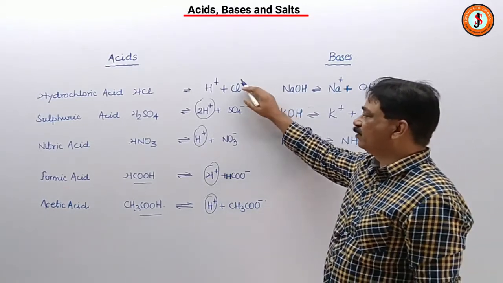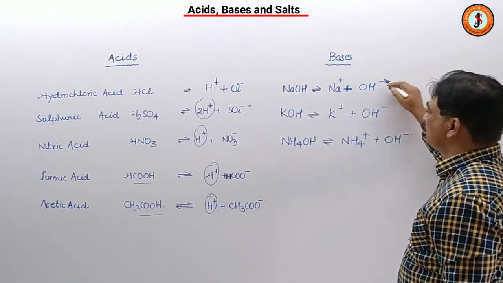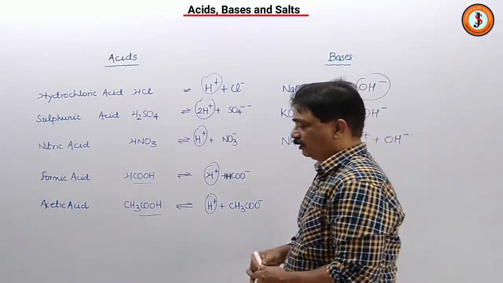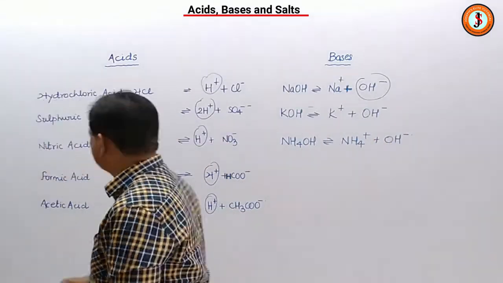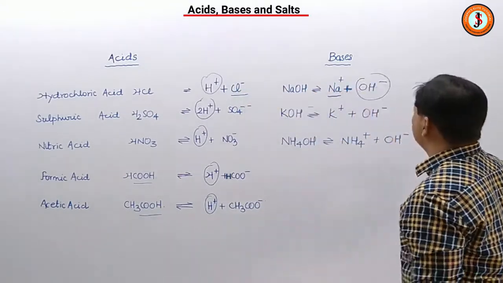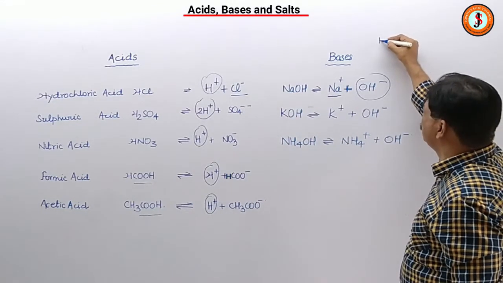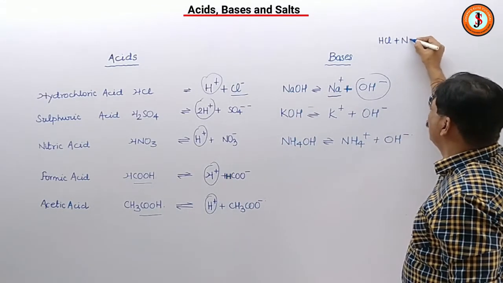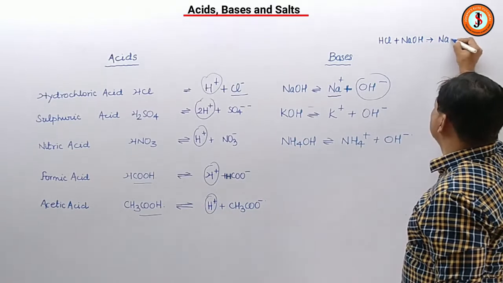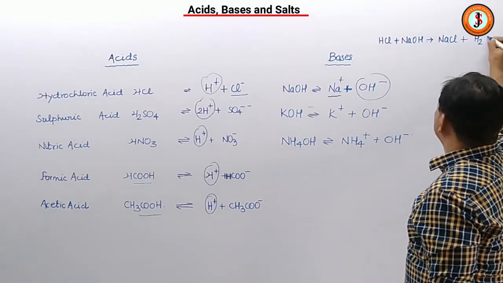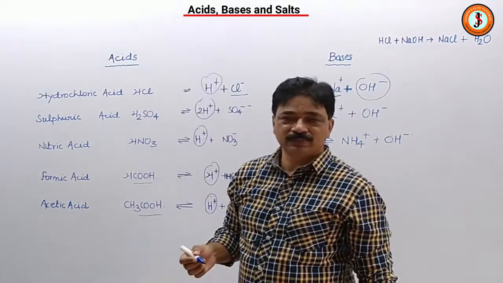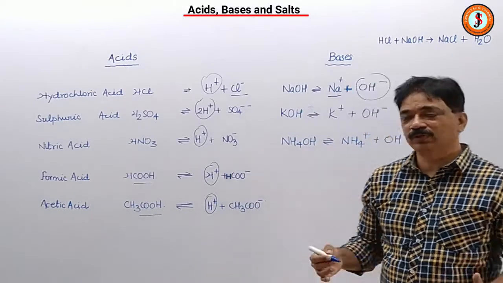So suppose I am reacting hydrochloric acid with sodium hydroxide, what will happen? This OH minus and this H plus will react, and water will be formed and NaCl will be formed. The positive and the negative ions will react with each other. So I am writing the reaction over here: HCl plus NaOH will give NaCl, that is a salt, and water. And this is a complete neutralization reaction. When there is a complete neutralization reaction, acid and base will react to produce salt and water.